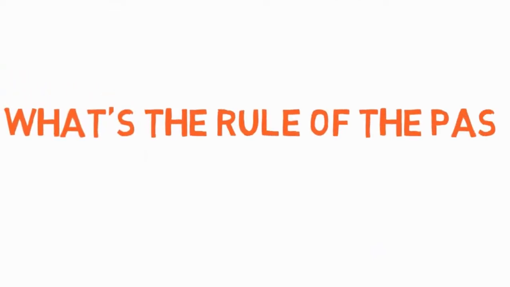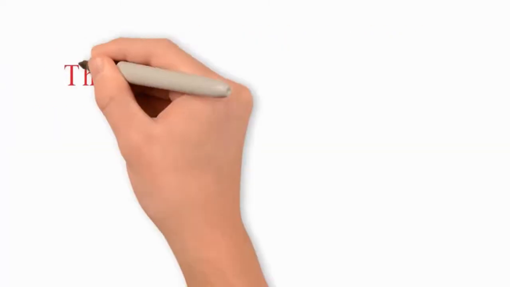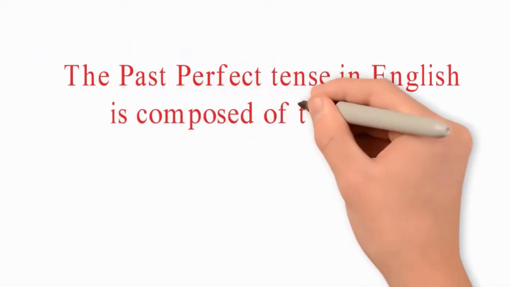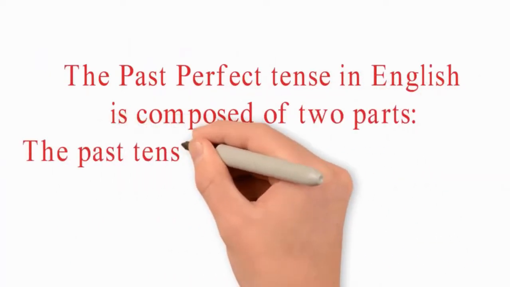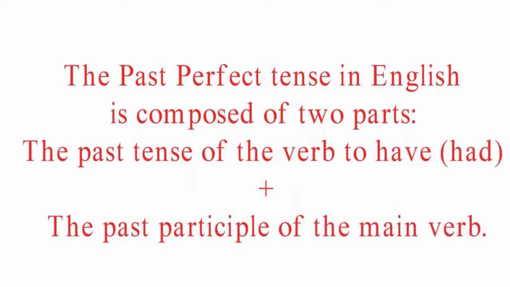So, what's the rule of past perfect simple? The past perfect tense in English is composed of two parts: the past tense of the verb to have, had, plus the past participle of the main verb.